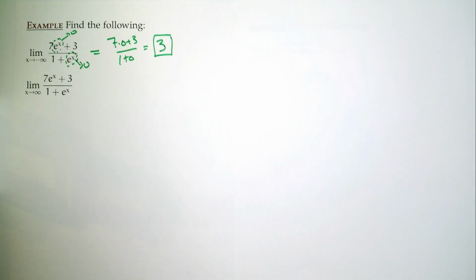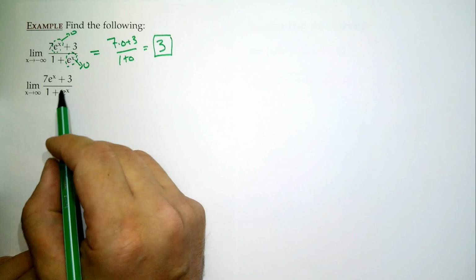Now we're going to ask the question, what about positive infinity? Can we just write down 3? No, we can't. You have to check. You have to do the work. Now, could it be that the answer is 3? It could be, but we don't know, so we have to do the work. Well, let's see what's happening.